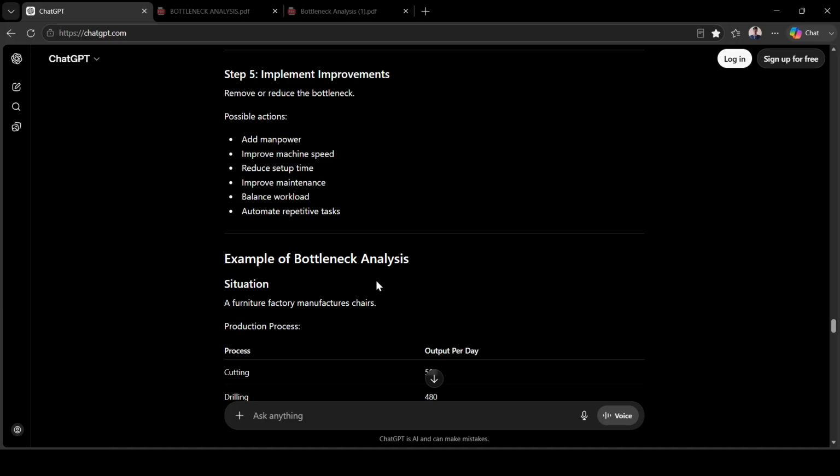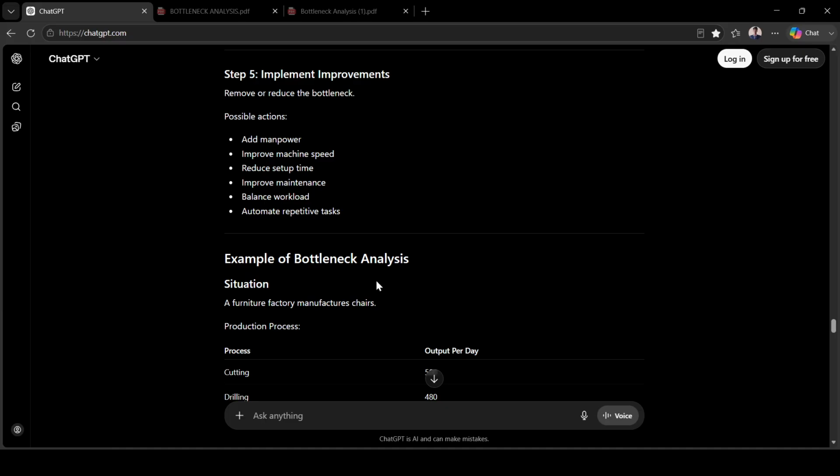Implement improvement. Remove or reduce the bottleneck. Pursue actions: add manpower, improve machine speed, reduce setup time, improve maintenance, balance workload, automate repetitive tasks.